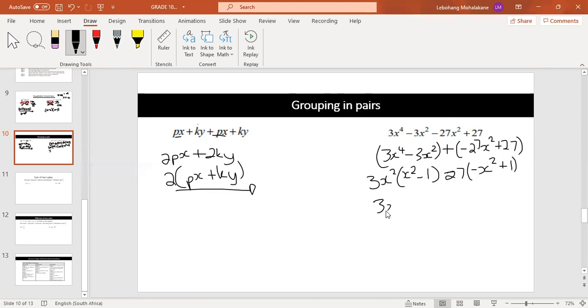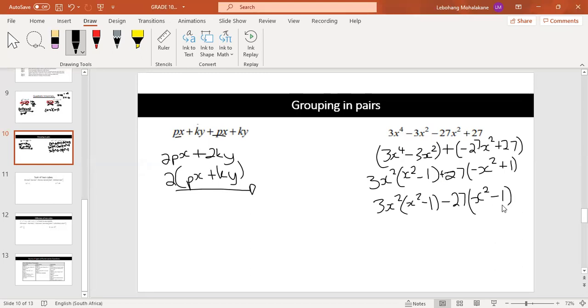So we're going to say 3x squared into x squared minus 1. Then, oh, we forgot the plus sign here. So for that, plus, it's going to be a negative because we're taking out this negative as a common factor. So it's going to affect the 27 to negative 27. And then the signs change. X squared is going to be positive, and then 1 is going to be negative. That's the sign change rule.